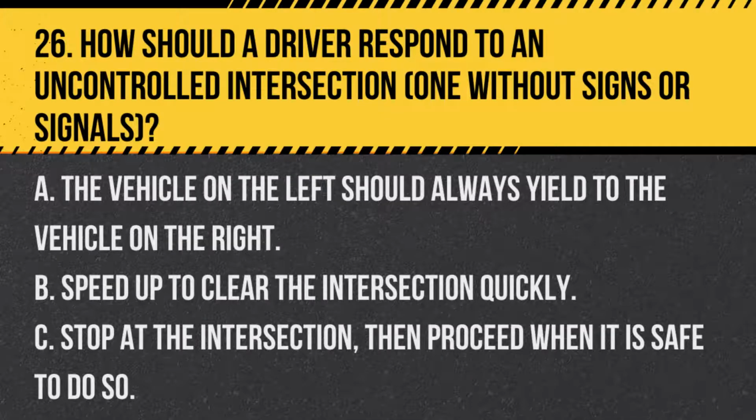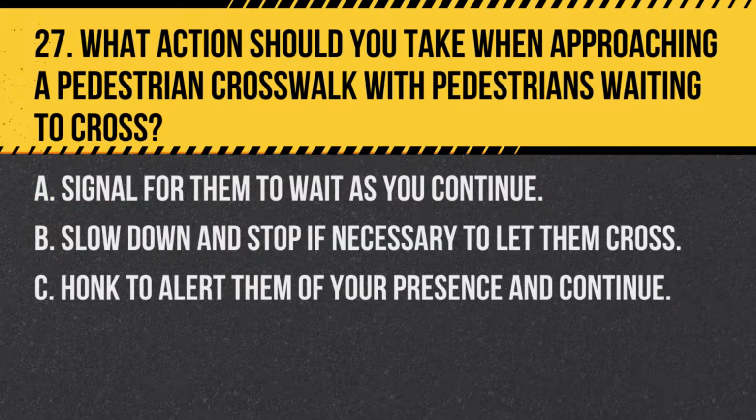Answer: A. The vehicle on the left should always yield to the vehicle on the right. This rule helps prevent collisions at these intersections. Question 27. What action should you take when approaching a pedestrian crosswalk with pedestrians waiting to cross?